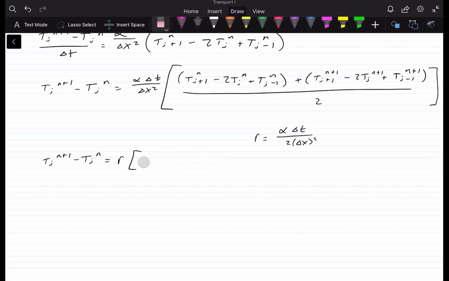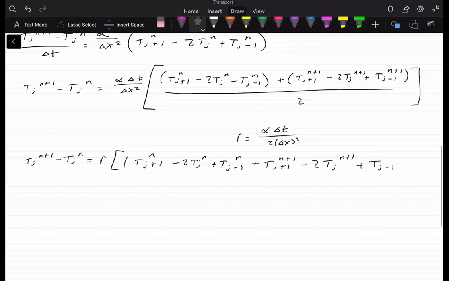Actually, we can go ahead and take these parentheses out. And then we're going to be left with Tj plus 1 n minus 2 Tj n plus Tj minus 1 n plus Tj plus 1 n plus 1 minus 2 Tj n plus 1 plus Tj minus 1 n plus 1.